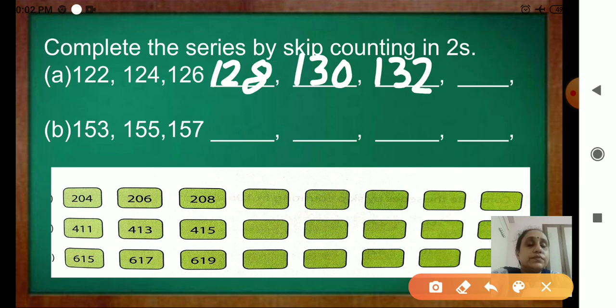132. After 132, 133, 134. So 134. Complete writing. Now the next one is 153, 155, 157. So after 157, 158, 159.